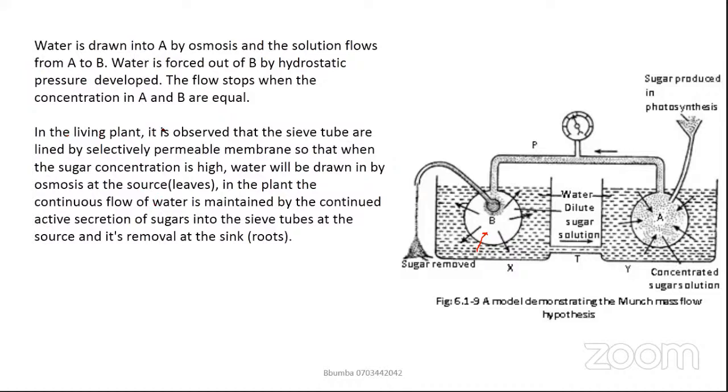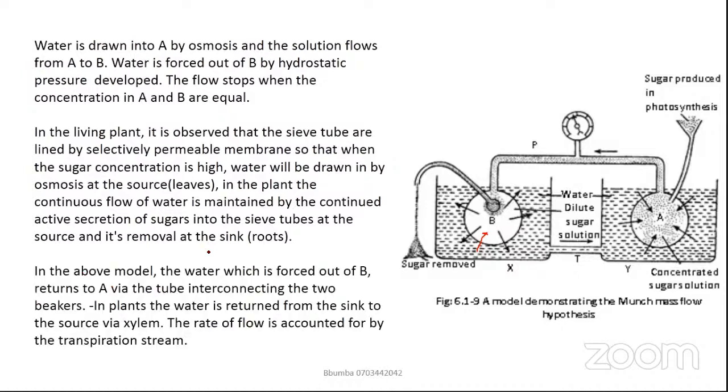Now, in the living plant, it is observed that the sieve tubes are lined by a selectively permeable membrane, so that when the sugar concentration is high, water will be drawn in by osmosis. In the plant, the continuous flow of water is maintained by the continued active secretion of sugars into the sieve tubes at the source and its removal at the sink. In the above model, the water which is forced out of B returns to A via tube T, connecting the two beakers. In plants, the water is returned from the sink to the source via the xylem.